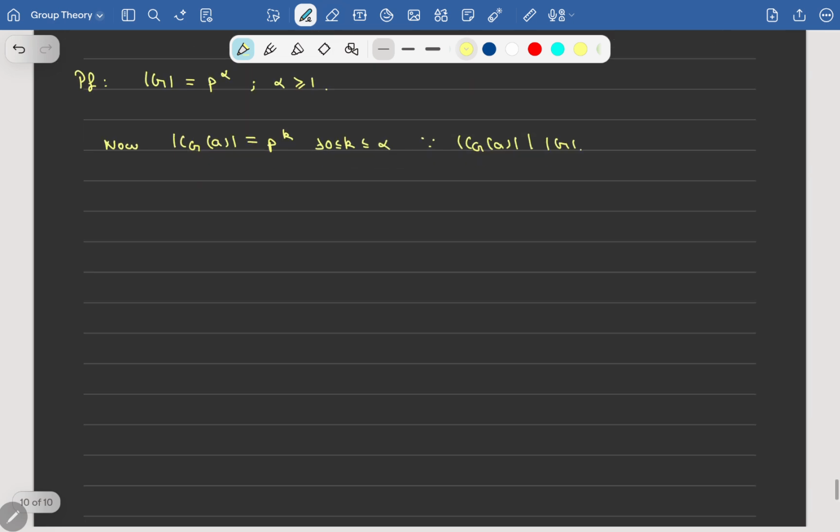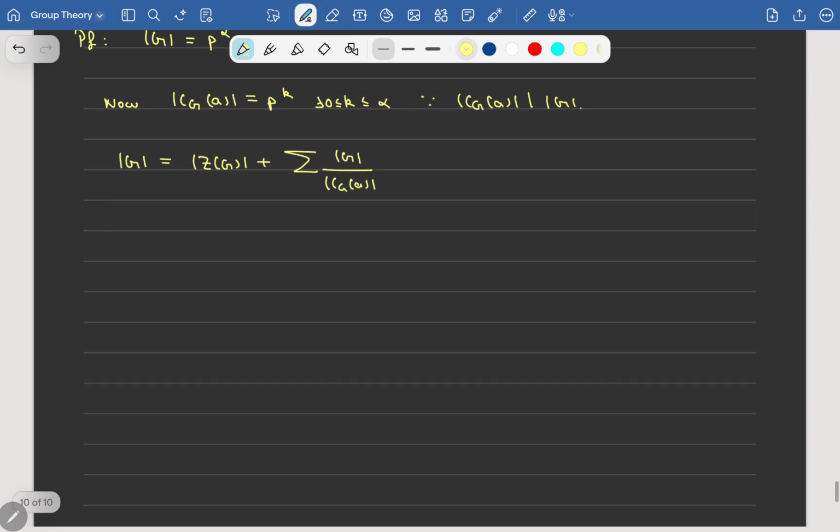Now what do we need to show? We need to show that the center has at least one more element than the identity itself. What do we have? We have the order of G to be the cardinality of the center of G plus the sum over all the elements in G of the cardinality of G over the centralizers. I'm just not denoting the summation over which elements once more. Okay. Now something interesting which you can observe is that this particular term, the cardinality of G divided by this, actually comes in the form of p to the power alpha minus k, right?